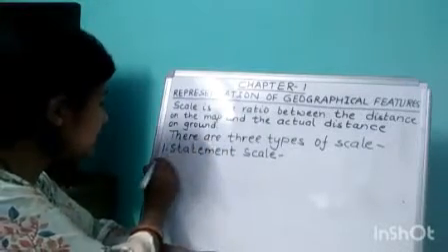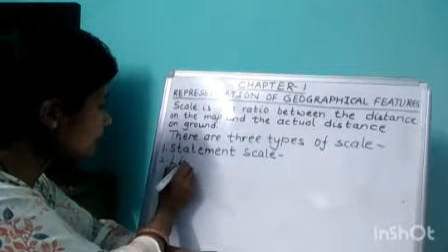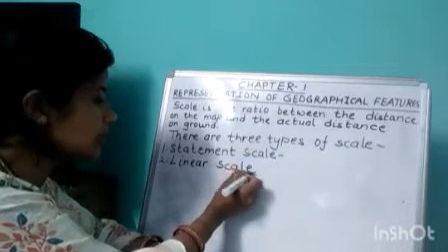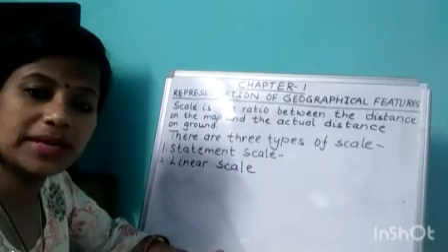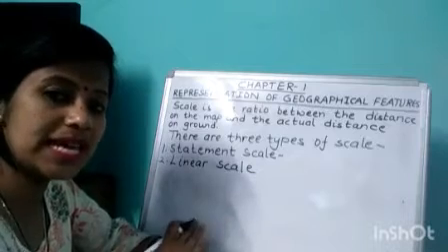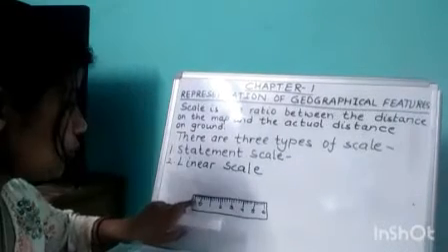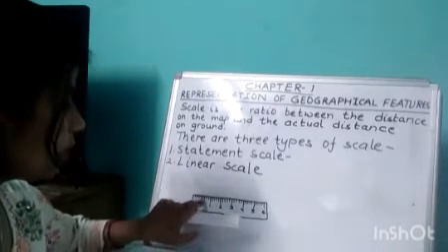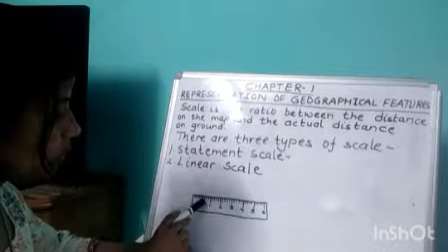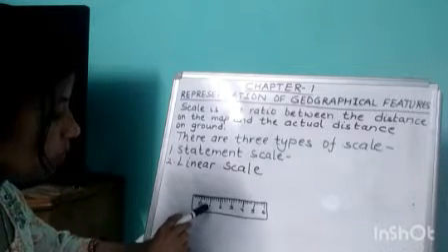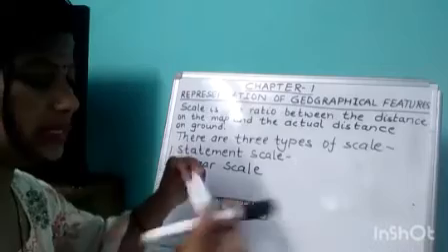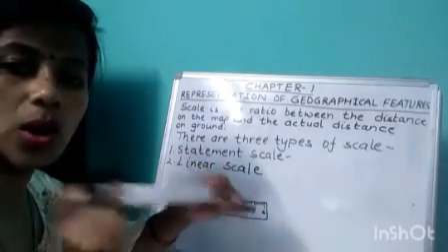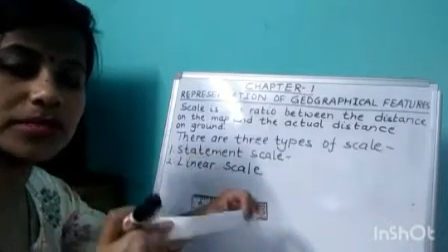Number 2 is linear scale. For using this method, we have to draw the scale first: 0, 1, 2, 3, 4, 5. Here you have drawn 0, then after 1, 2, 3, 4, 5, 0, 1. This is the paper method of measuring distance.